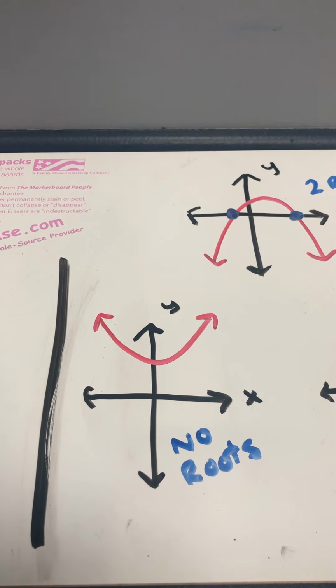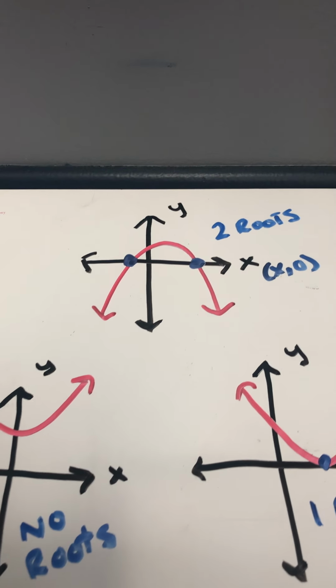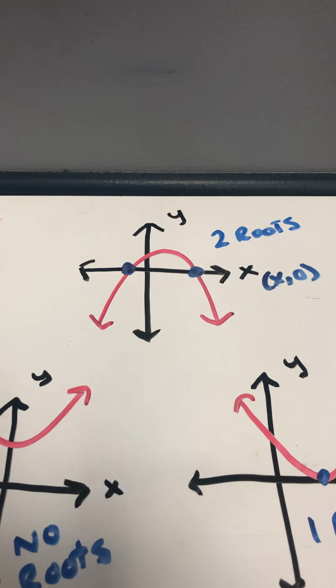All right, so just to recap, if we're asked to find roots, that means finding the x-intercepts. Look where your graph touches the x-axis. Write your answer as a point where the y value is 0.